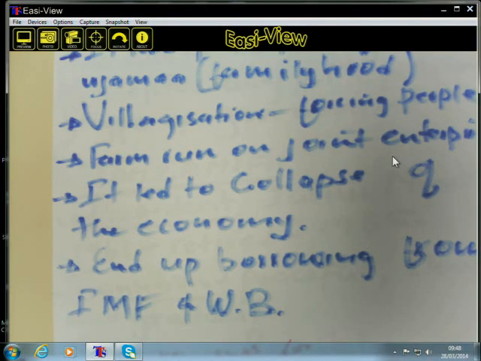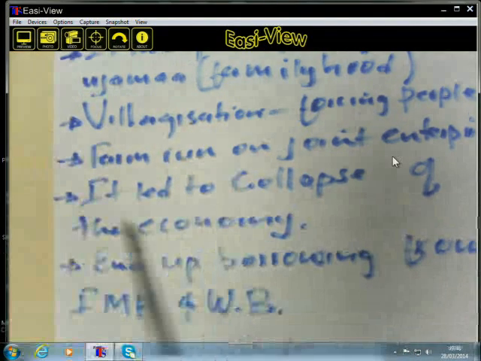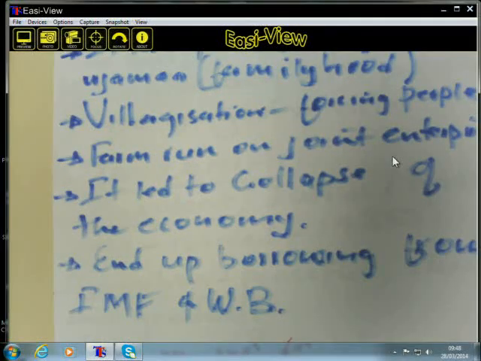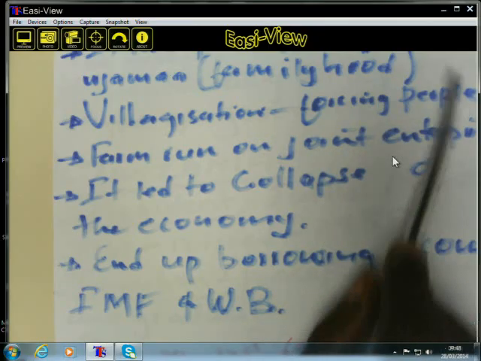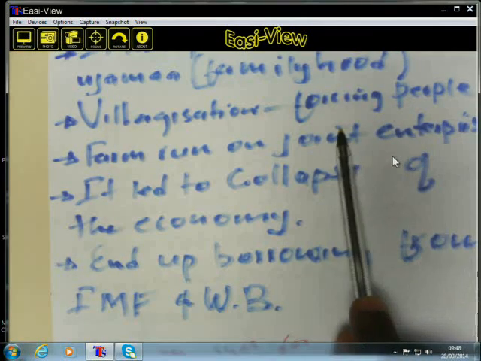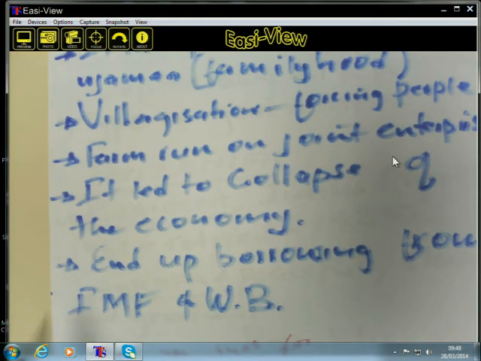Under Ujamaa, farms should be run on joint enterprise. And this economic system of making sure that people move to villages was never successful. We can talk about political instability again and the economic instability in Tanzania. Because it was not successful, the reason was that people were forced by Julius Nyerere, as they were not having interest to leave where they were staying in industrial areas and go to rural areas and start farming.